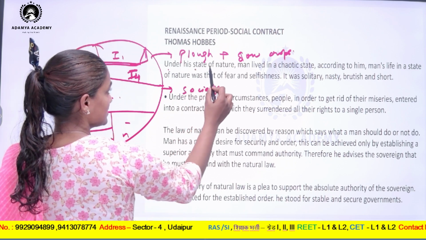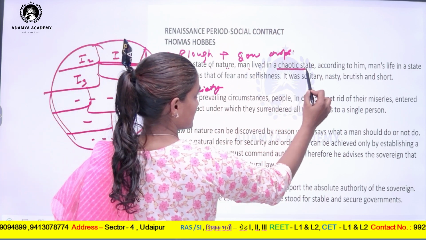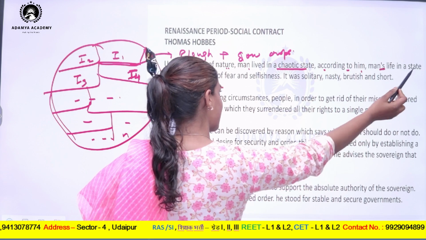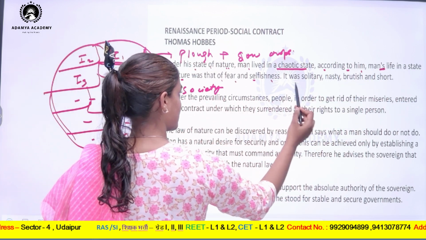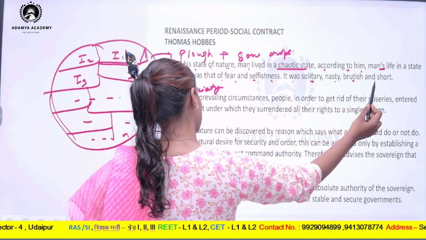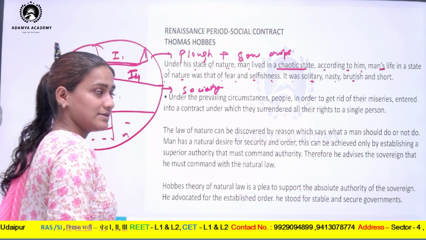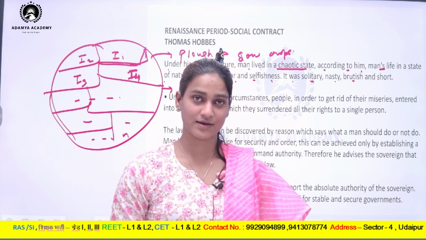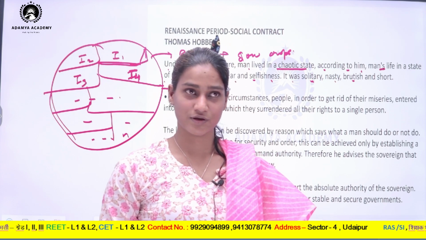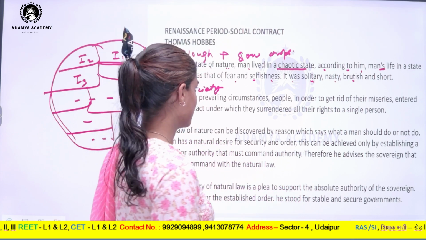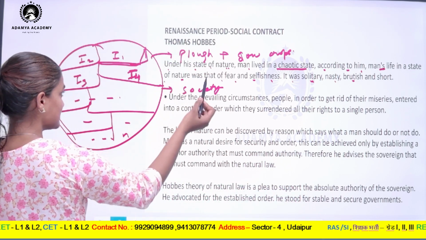So under this state of nature, man lived in a chaotic stage. According to Hobbes, man's life in a state of nature was that of fear and selfishness. It was solitary, nasty, brutish, and short. So men at that time were not civilized. They used to think about their own good only and did not take into account the other person's happiness. So this is what is written in this line.